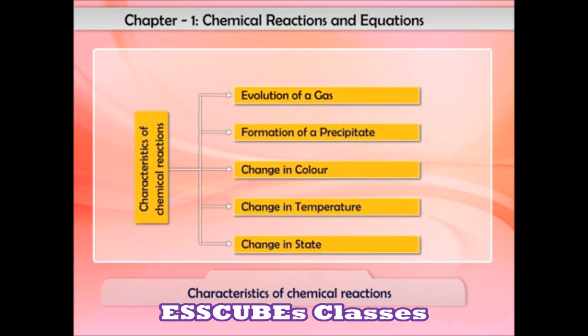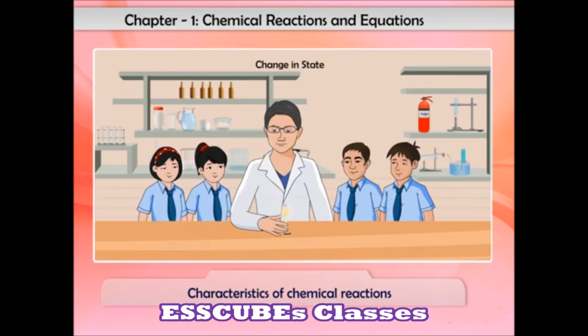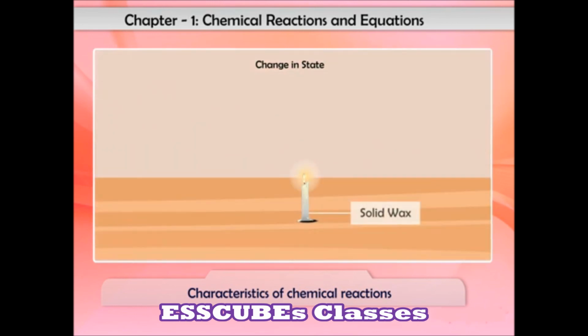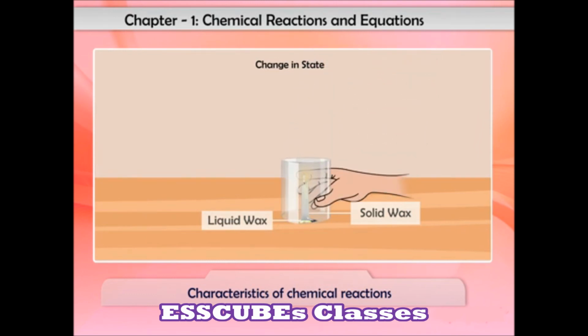Now we will discuss the fifth characteristic, that is change in state. Let us understand this with an example. When a wax is burned, water and carbon dioxide are formed. In this example, you can see that wax is a solid, water is a liquid, whereas carbon dioxide is a gas. This means that during the combustion reaction of wax, the physical state changes from solid to liquid and gas.